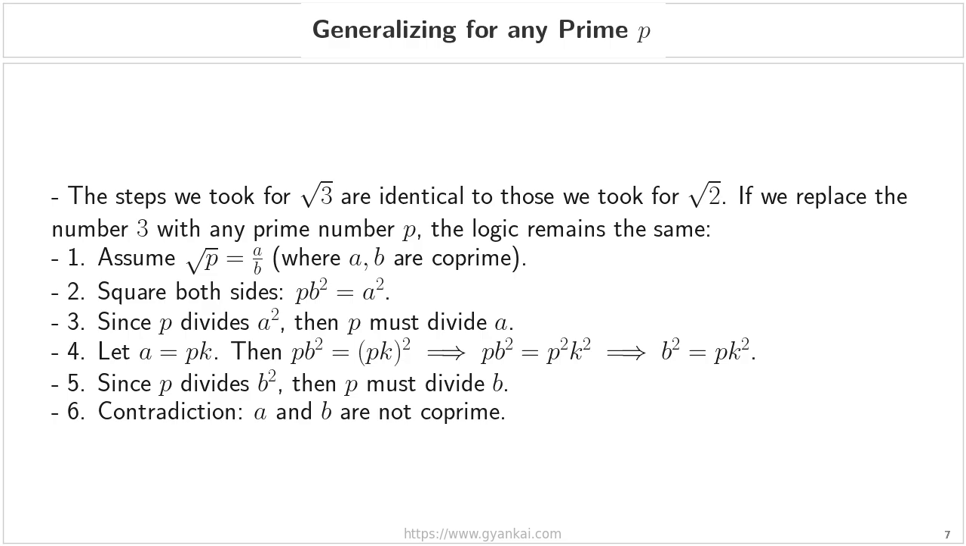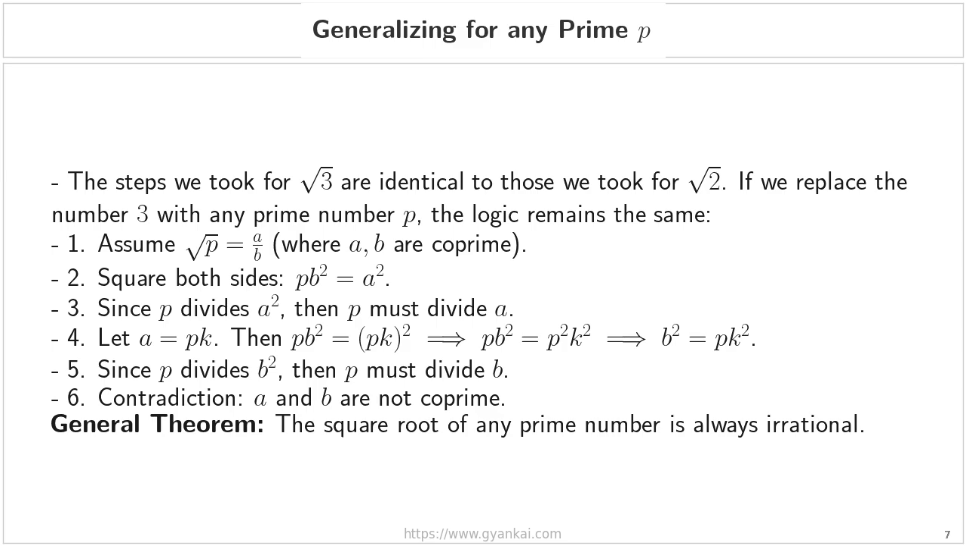Finally, we reach step 6, where we identify the contradiction. We have now shown that p divides both a and b. This directly contradicts our very first step, where we stated that a and b were coprime, meaning they had no common factors. Because this logical chain holds true for any prime number you choose, we can state our general theorem. The square root of any prime number is always irrational.